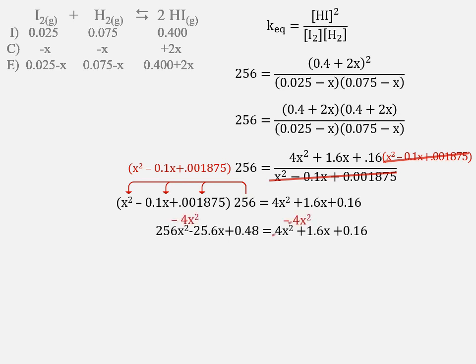So I'm going to subtract 4x squared from both sides. To move 1.6x, I'm going to subtract 1.6x from both sides. And to move the 0.16, I'm going to subtract 0.16 from both sides. So 256x squared becomes 252x squared. Negative 25.6 subtract 1.6 gives me negative 27.2x. And 0.48 subtract 0.16 gives me 0.32. That is my A. So my A value is 252. My B value is negative 27.2. And my C value is 0.32.